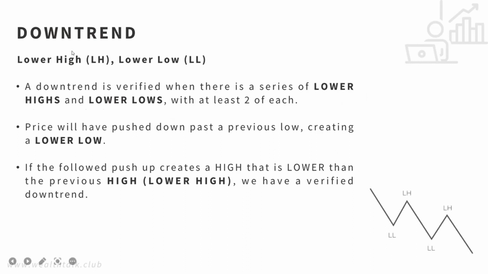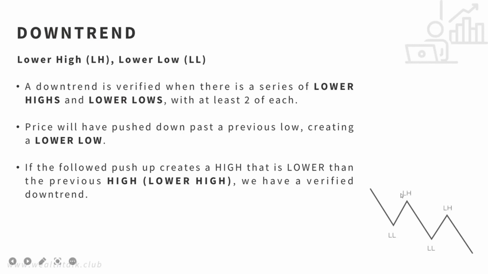Let's talk about downtrend. What is downtrend? We create lower highs, LH, and lower lows, LL. A downtrend is verified when there is a series of lower highs and lower lows with at least two of each. Price will have pushed down past a previous low, creating a lower low. If the followed push up creates a high that is lower than the previous high, a lower high, we have verified downtrend. So let's assume the price was here, we move down here, there is a pullback, we create a lower high.